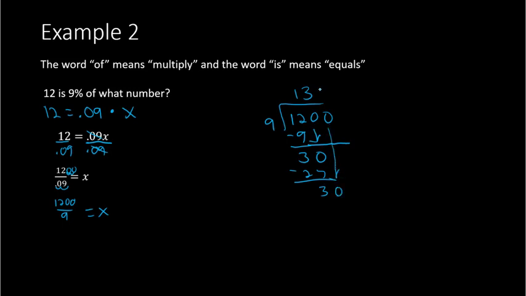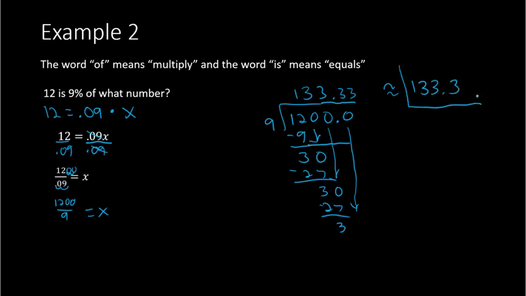9 goes into 30 3 times. 3 times 9 is 27. Subtract, and we get 3. Notice this would keep going. If we had a decimal point and a 0, we keep getting 30, which means we're going to keep getting 3's up here. So we can just round that. Let's just round to the nearest tenth. We have 133.3. So our solution is that 12 is 9% of the number 133 and 1/3, or 133.3.